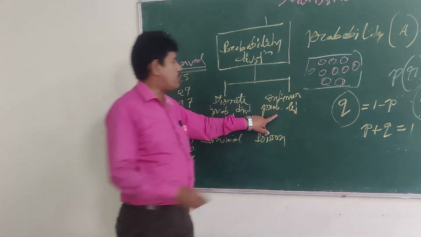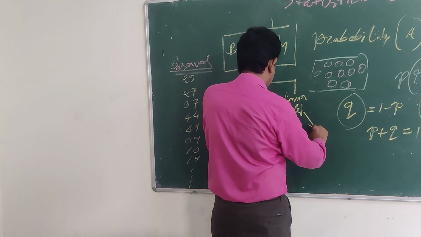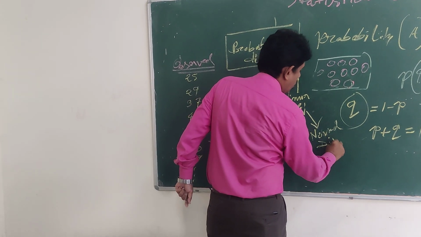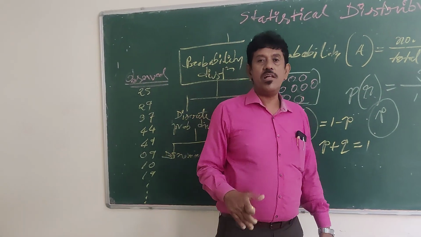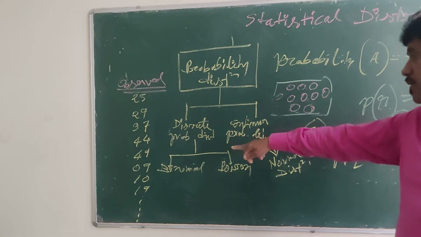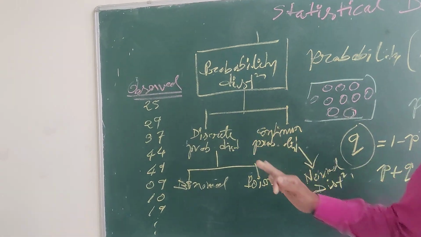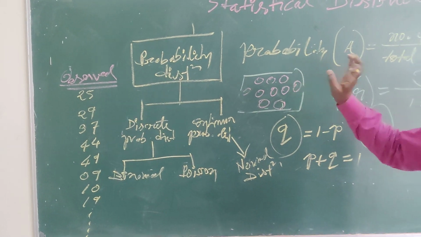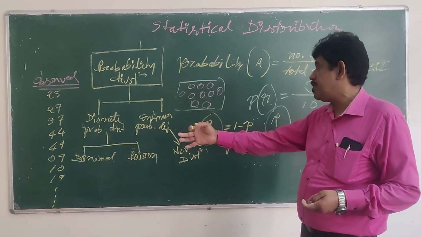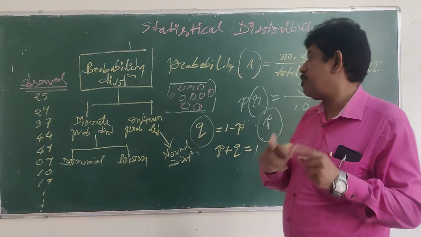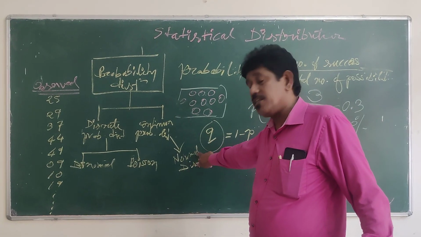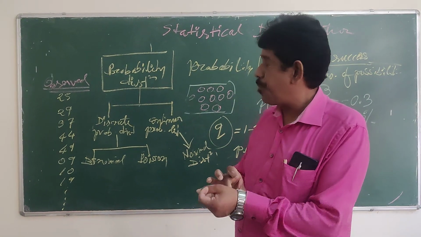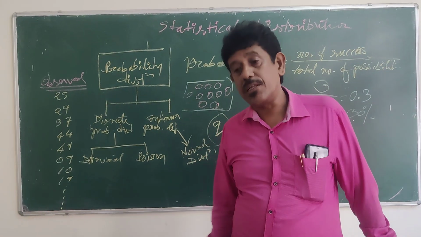And as far as continuous probability distribution is concerned, the particular distribution which we are concerned with is normal distribution. So these are the three probability distributions you have to go through. Discrete are two types, and for continuous you have to deal with one type, that is normal distribution. Now the question is, what is the difference between discrete and continuous?